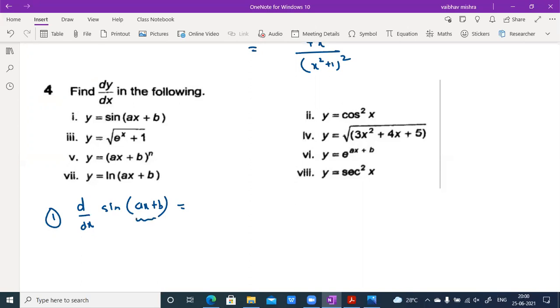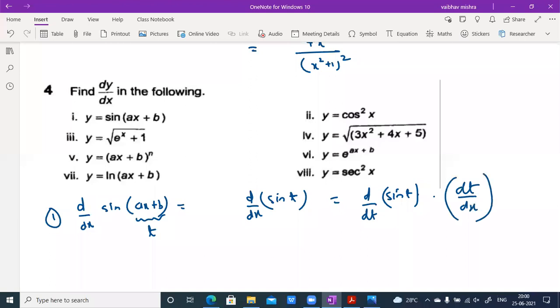Sir, A into cos AX plus B. Right. So it will be the chain rule. We will take this ax plus b as t. t cannot be differentiated with respect to x, so we'll have to multiply by dt and divide by dt. Sin t with respect to t is cos t, and d by dx of ax plus b. So that becomes cos of ax plus b into a.